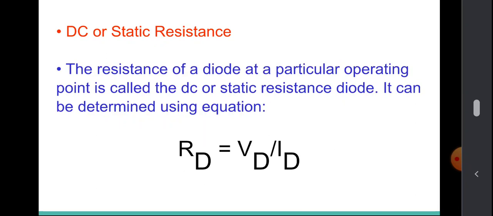R sub D, where D means DC or static resistance, equals V sub D divided by I sub D. If you look at the equation, it's just Ohm's law: voltage equals current times resistance. It is the same here, that the DC resistance equals the DC voltage divided by the DC current.